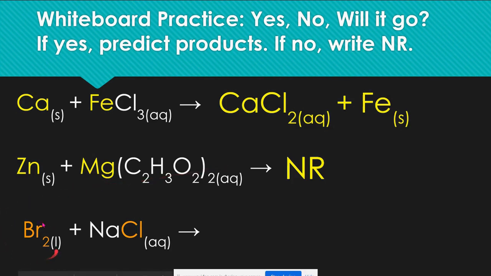Lastly, this is using halogens or the nonmetals. So is diatomic bromine more reactive than chlorine? After looking at the reactivity series, we discovered that it was not.